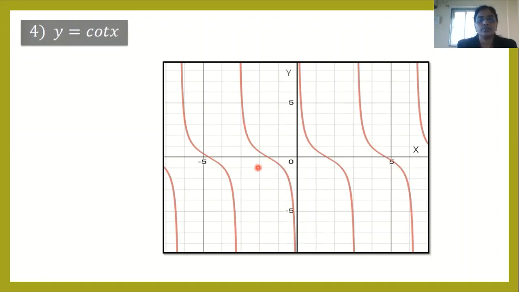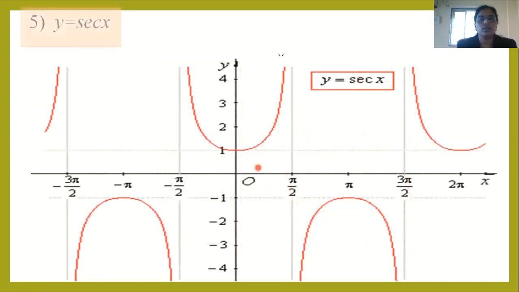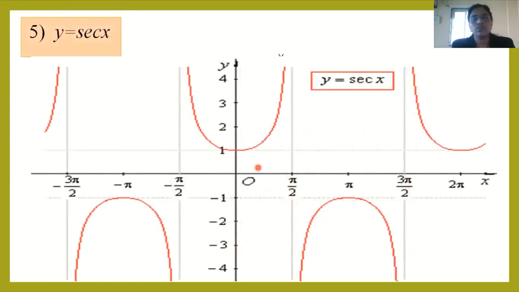Now, this is the graph for y is equal to sec x. Sec x is the reciprocal of cos x. Therefore, the range of cos x is -1 to 1. Therefore, the graph of sec x is defined for R minus the interval -1 to 1. The graph of sec x lies for the values outside the interval -1 to 1.